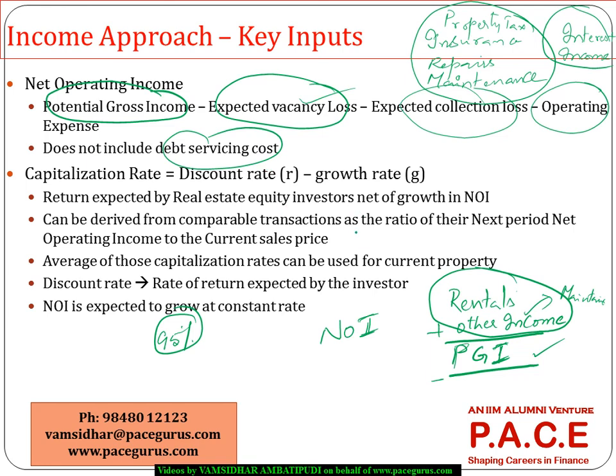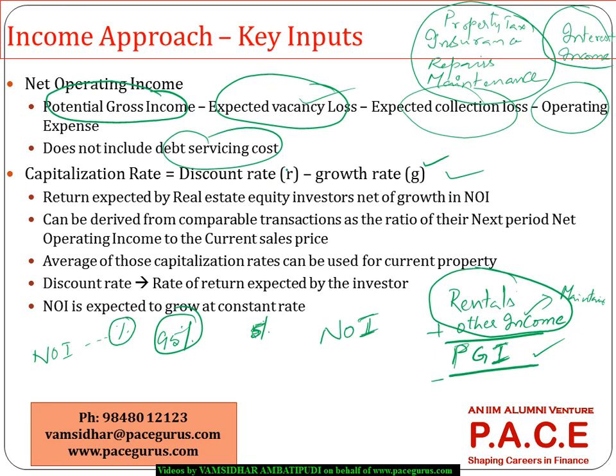And the next thing, as a part of this valuation process, apart from computing the net operating income, we also compute the capitalization rate. We expect that the net operating income is going to grow at some percentage every year. Let's say it is expected to grow at 5% every year, with rentals going up and something else increasing. That is what we call the growth rate in the net operating income.